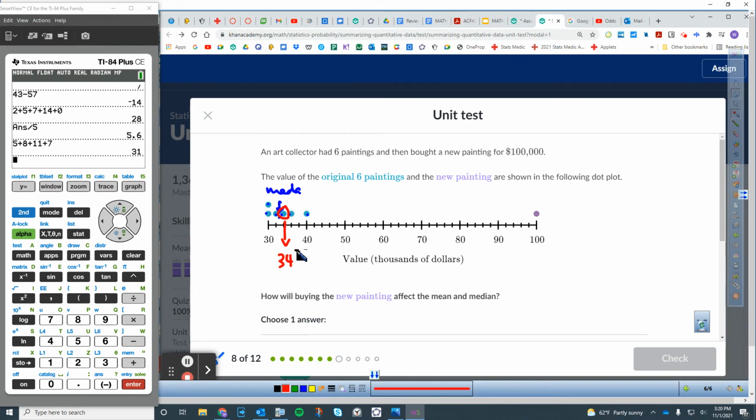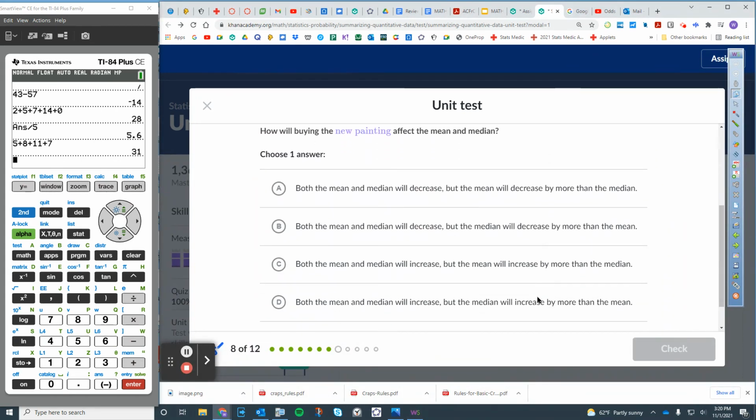It's 34. So originally 33. The original median is 33. So it moves slightly, right? It got moved. But the mean, oh my goodness, is pulled towards the outlier, is pulled towards the tail. So both the mean and median will increase, but the mean will increase by more than the median.